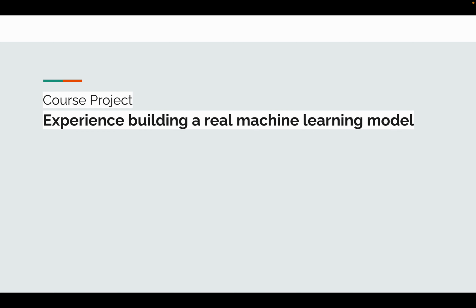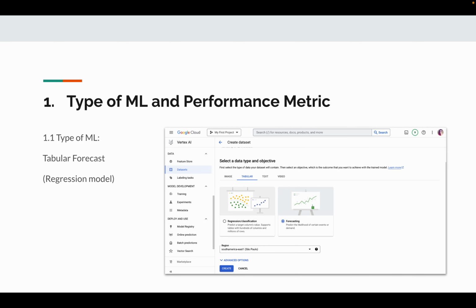This is the presentation of my project, the experience of building a real machine learning model. The first thing I decided was to use Vertex AI from Google Cloud to help me manage this machine learning. And the type of machine learning I chose to use was the tabular forecast. It's a regression model, and it's the best option for us to predict data.